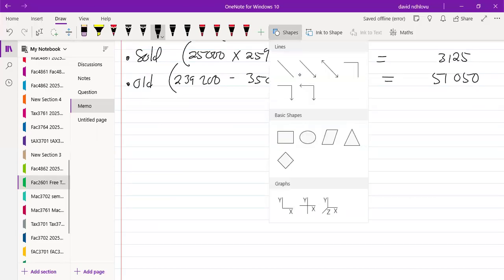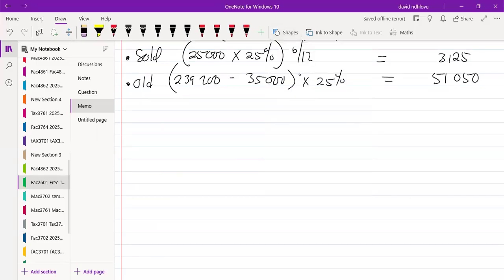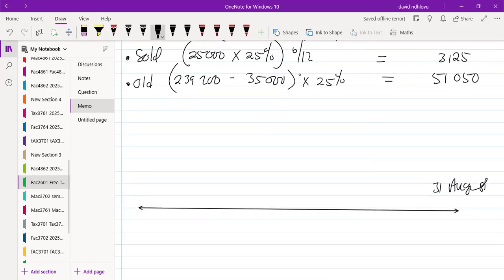Right, we have our timeline. We have 31 August of the year 2024. Right, we have 1 September of the year 2023. This is the beginning of the year. This is the end of the year. I want to look at the cost of the asset.